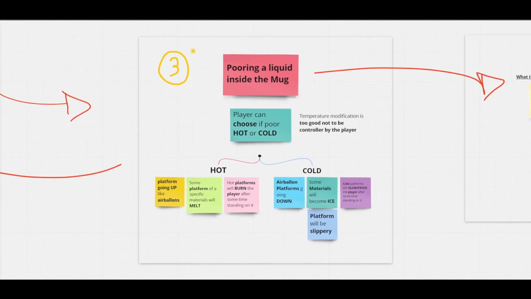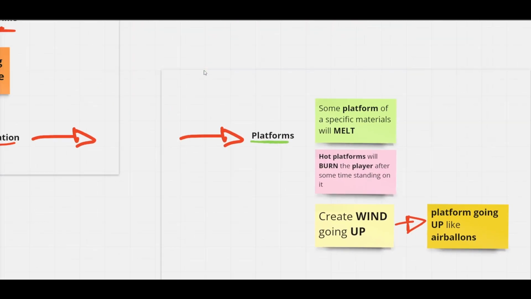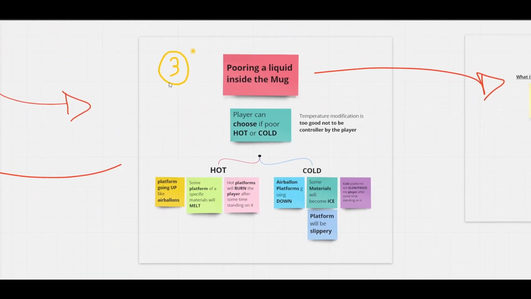So we're also going to use another thing in addition to the water getting hot, a third extra mechanic: we will pour some liquid inside the mug. This liquid may be cold or hot, and that will alter the temperature of the mug, and so alter the state of the platforms. In this way the player may have control over the environment around the level, around the mug, making his way to the end of the race easier.